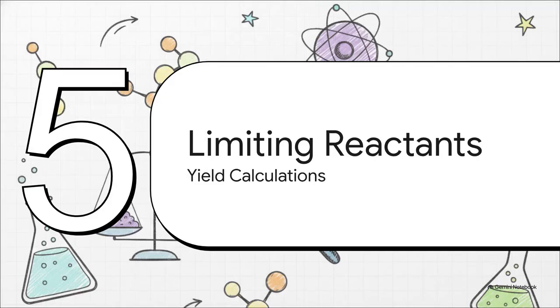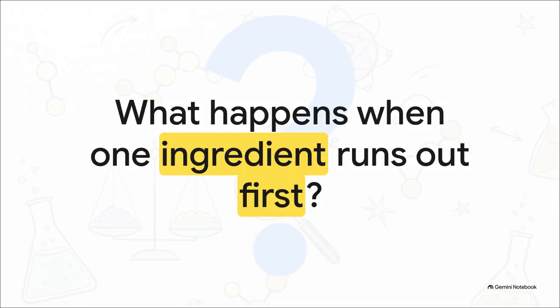All right, let's level up. Part 5, Limiting Reactants and Yield. Now that we've got our tracking system sorted, we're ready for the actual boss battle of stoichiometry.